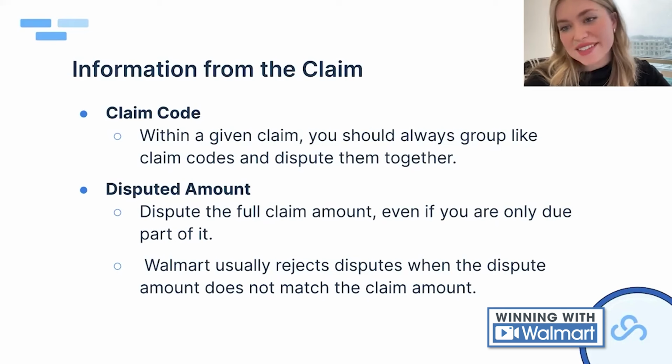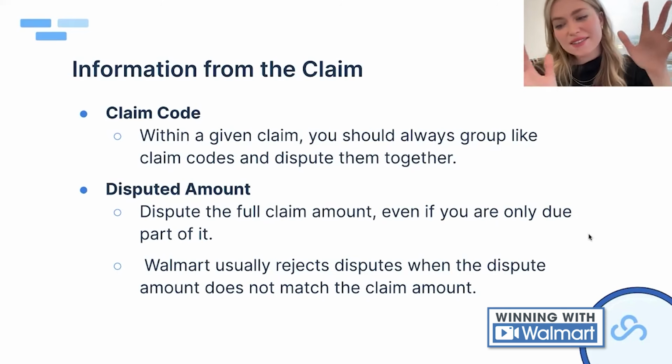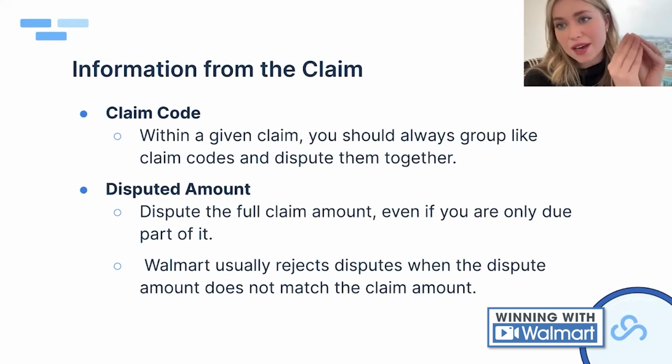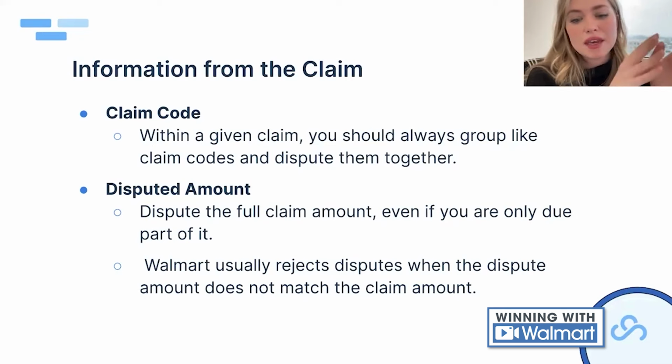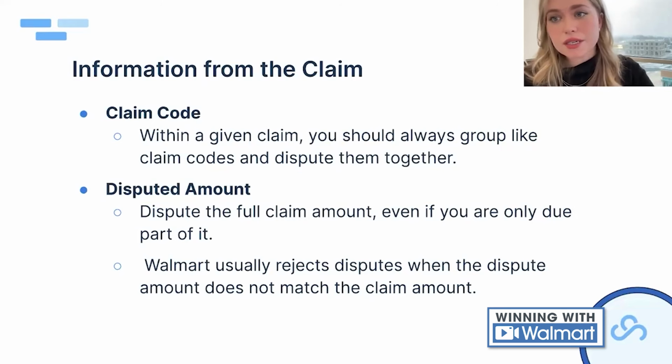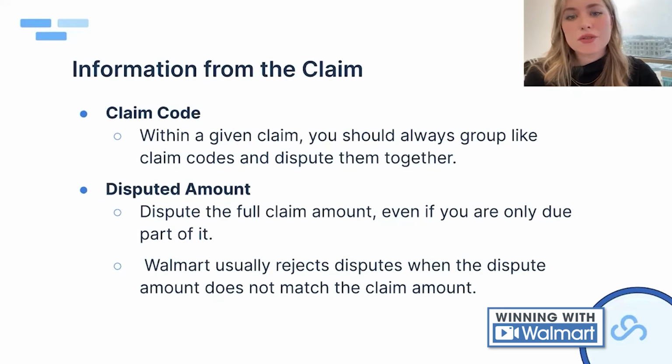Dispute amount. Dispute the full claim amount. A lot of deductions are given automatically to suppliers based off the data that Walmart has in their system. In APDP, the person who's reviewing your case per dispute, it's usually a person, but sometimes it is automated. So we have seen for certain deductions, like those shortage related deductions, they will pretty much automatically approve or deny a claim based on some criteria.